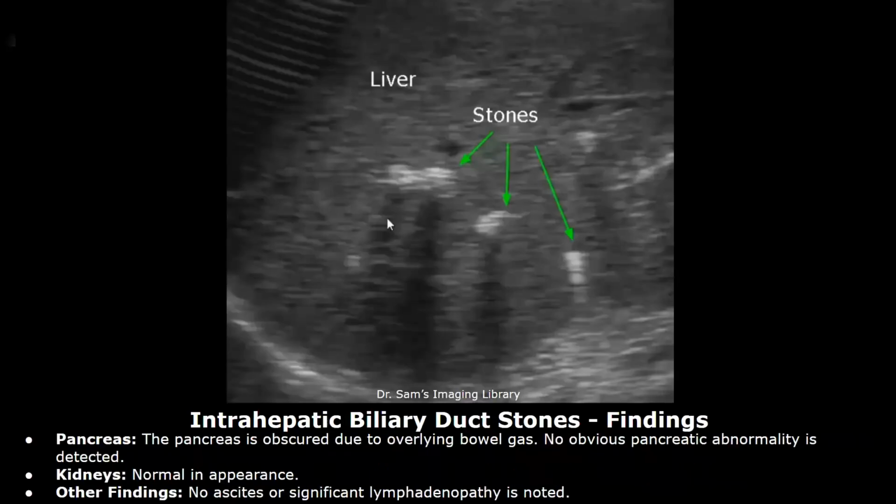The pancreas is obscured due to overlying bowel gas. No obvious pancreatic abnormality is detected. The kidneys are normal and there are no other abnormal findings.